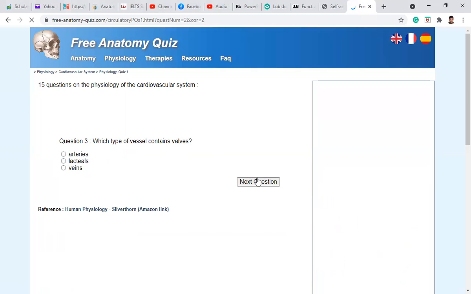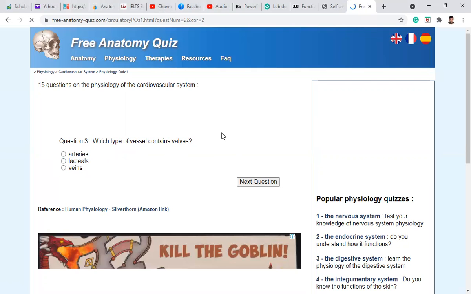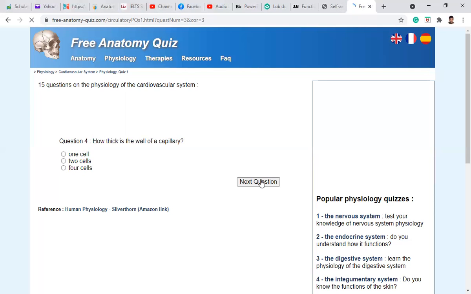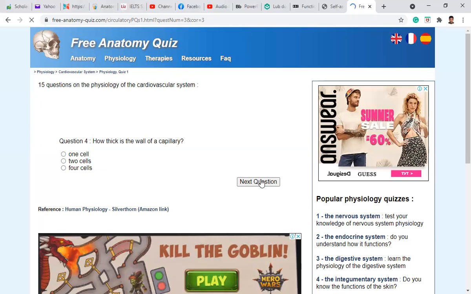Okay. Which type of vessels contain valves? The vein. Okay. How thick is the wall of a capillary? 1 cell thick. Okay.